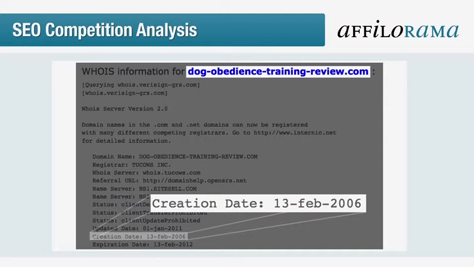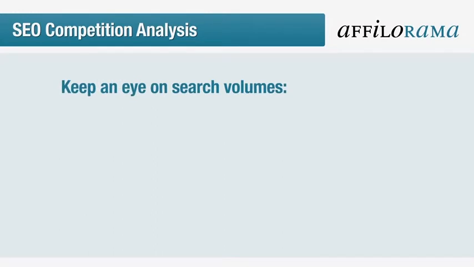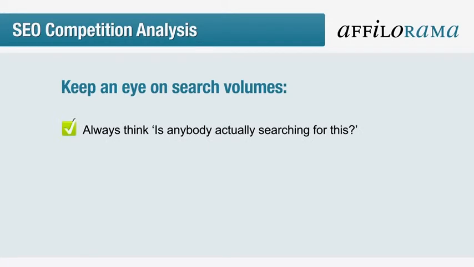Older domains tend to do better in the search engines than newer ones, so conversely, if most of your competitors have fairly new domains, they may be easier to beat. Keep an eye on search volumes. While you're doing all this research, keep in mind another key factor: whether anybody is actually searching on your keyword. Usually it's the case that the competition will heat up when there are lots of people searching on that keyword, but it's not always equally balanced.